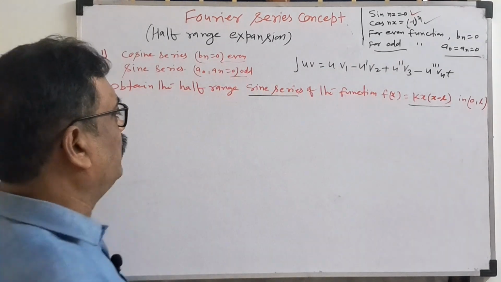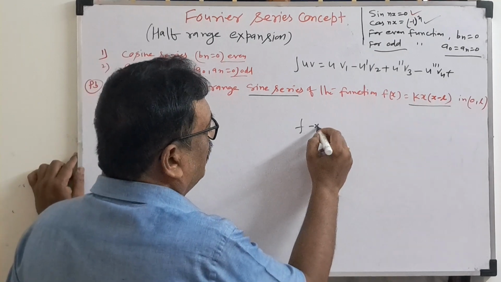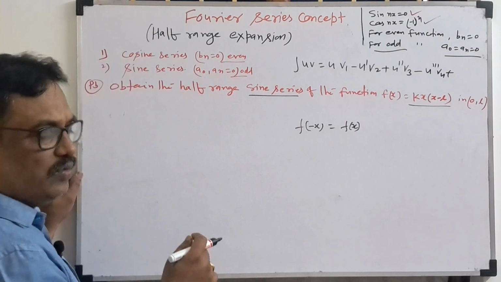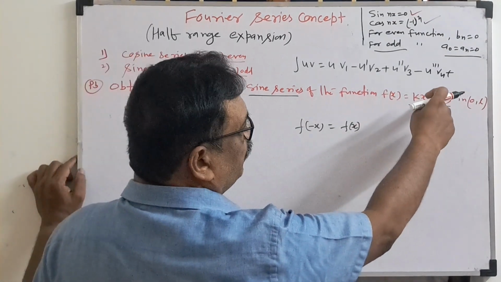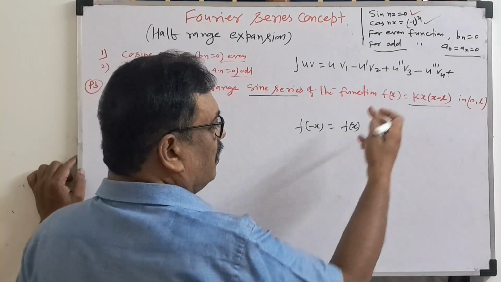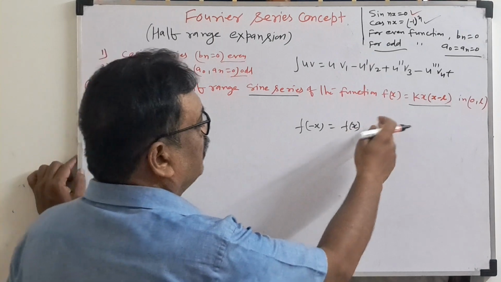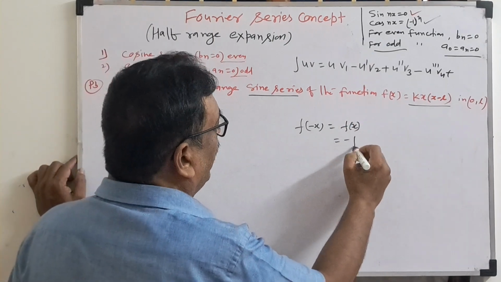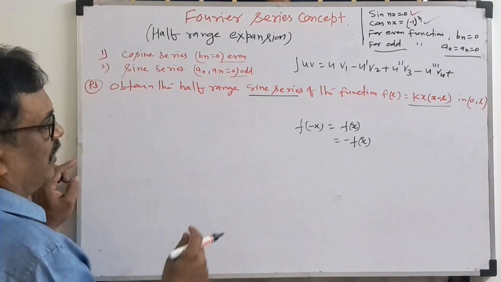So even functions, what is the concept? If given expression, substitute x equal to minus x, should come f(x), the same expression should come. Once we substitute x equal to minus x, the expression should not change. But here if you substitute, it will change. So this function is not an even function. Suppose it is coming minus f(x), this is called odd function.